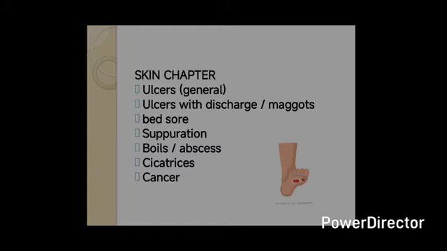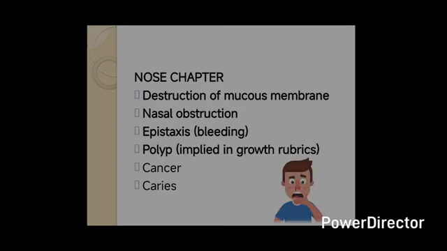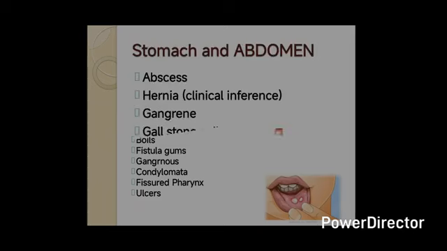Skin chapter: bed sore, suppuration, boils, abscess, cancer. Face chapter: cancer, facial deformities, swelling and necrosis. In chapter Nose, we have nasal obstruction, epistaxis, polyp, cancer and caries. In Mouth and Throat: ulcers, epulis, caries, cancrum oris, cancer, boil, fistula, gums, condylomata, ulcers.